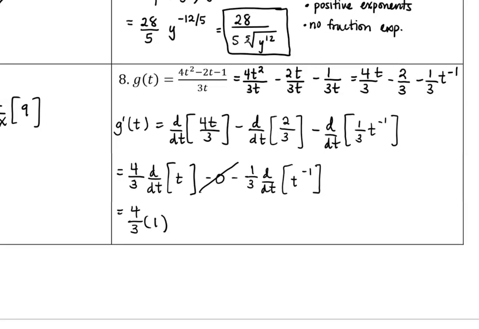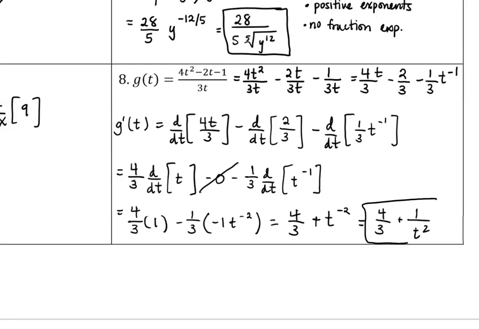-0. In the last term, we still have our constant of -1/3, and as for the derivative of t to the negative 1, we're going to pull down the exponent of negative 1, and the new exponent on t will be negative 2, because we subtracted 1 from negative 1. So we are left with the derivative of 4/3 plus t to the negative 2, and I will rewrite that as 4/3 plus 1 over t squared.